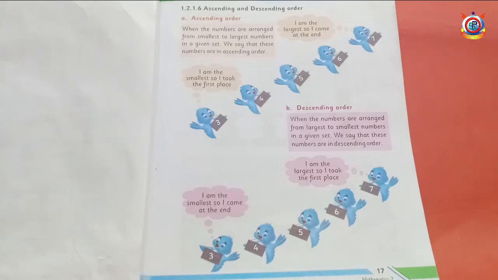First of all, we will learn ascending order. Look at the first one, ascending order. Students, ascending order means moving from the lowest number to the greatest number. Now look here. When the numbers are arranged from smallest to largest in the given set, we say that these numbers are in ascending order.